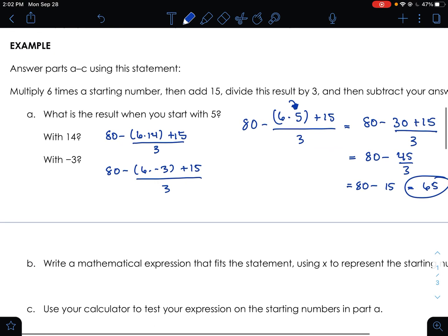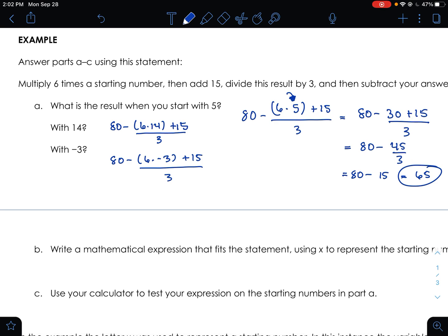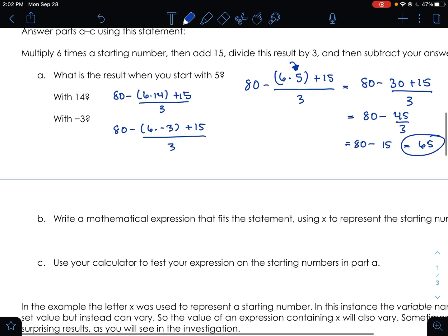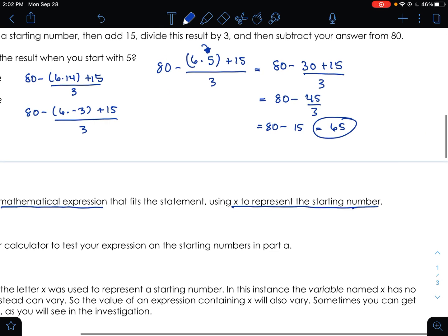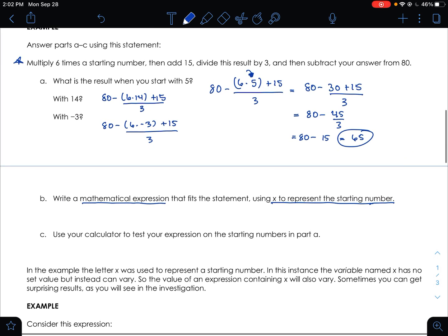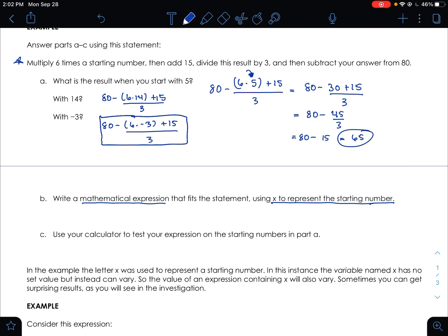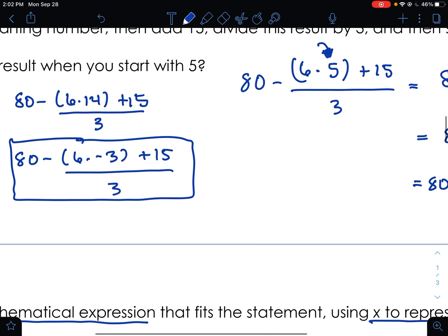Now, we want to come up with a mathematical expression that fits this statement that we just worked with, and we want to use x to represent the starting number. So in this case, we're going to take what we have written up here, and instead of writing it with all numbers, we're going to replace our starting number with the letter x.